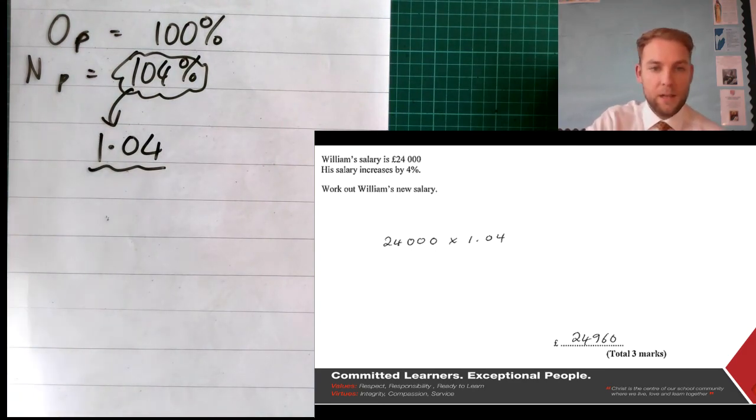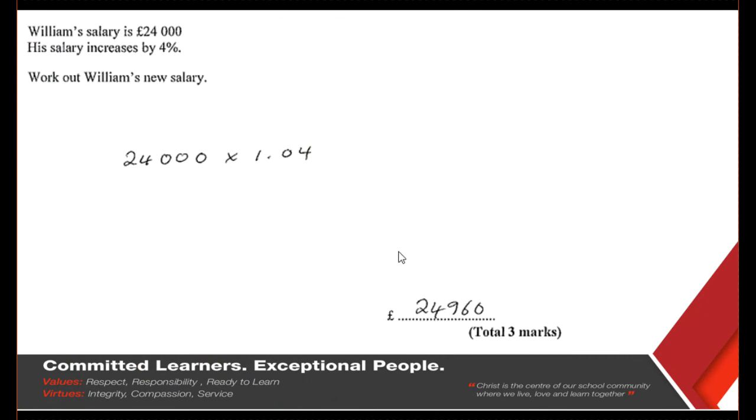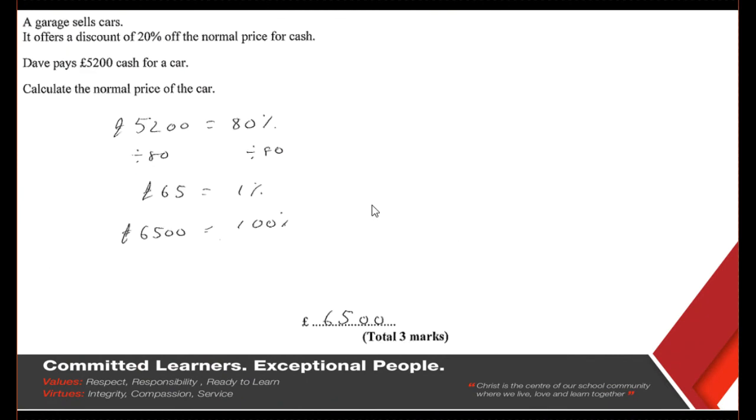Okay. So let's have a look at this next one. So calculate the normal price of the car. So again, working backwards with that one, our starting point is that we knew the sale price of the car, which was 80%. And then he's worked out 1% and then found 100%. You could have, with that one, found 20% if you wanted to, then times by 5.